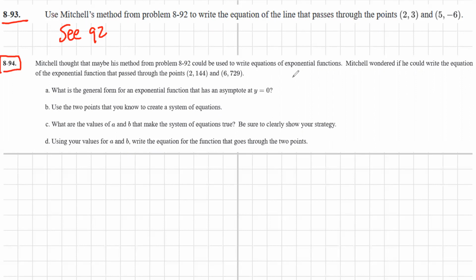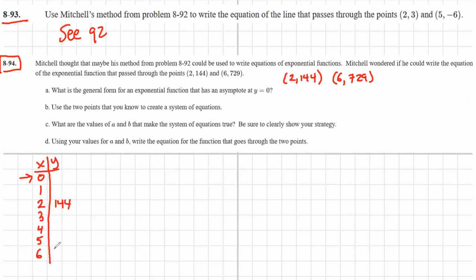So here are our 2 points: (2, 144) and (6, 729). These are really big numbers, huh? Basically we're telling you 2 points on the curve. We don't know what 0 is, and we don't know what 1 is. 0 is really important, that'd be nice if we knew that, but we don't. We know 2 is 144. We don't know 3, 4, 5, but we do know the 6th term is 729.